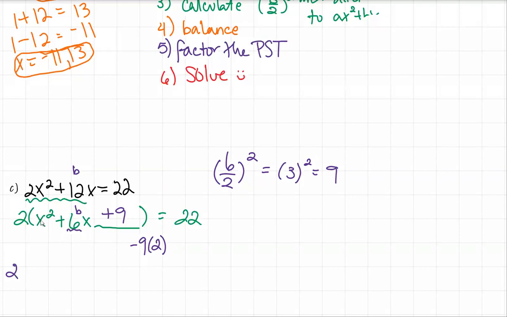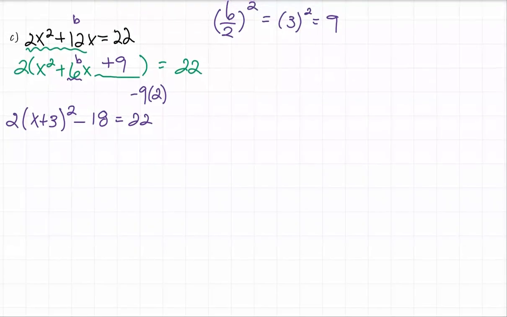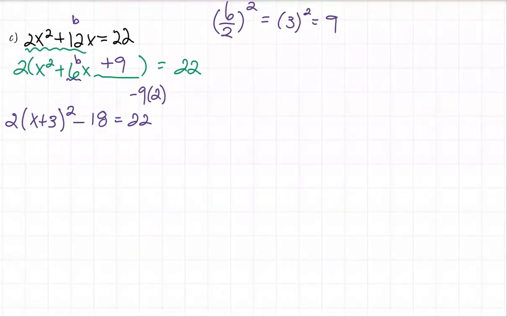We get 2, and I can factor this down to x plus 3 squared, right? Remember, it's always half of our middle term. Minus, what's 9 times 2? 18, equals 22. Okay, and now we can solve it like we usually have been. We've got to get the squared thing by itself. So how do we do that? Let's add 18 first, plus 18.